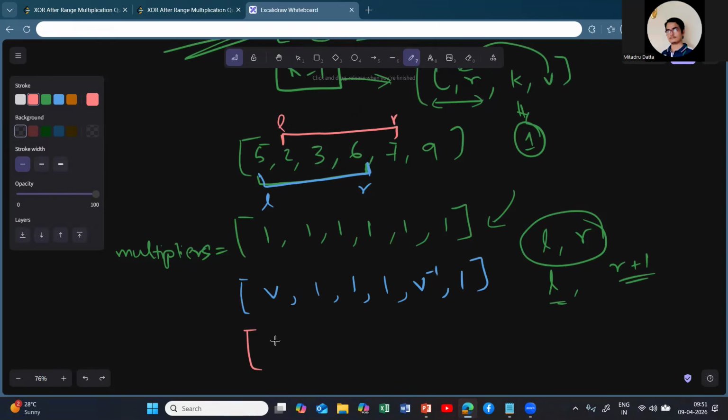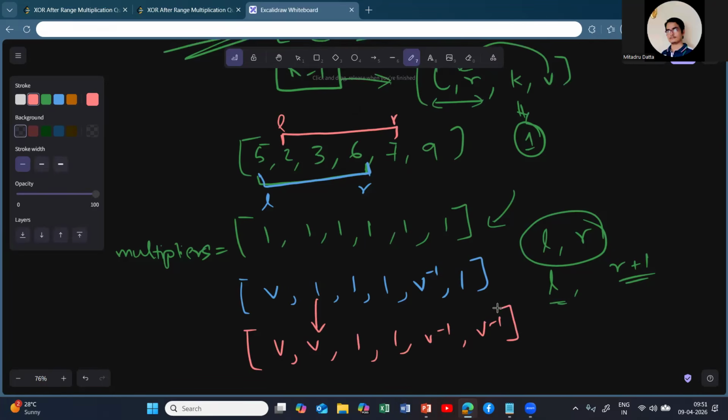So again, we write a V here. Okay, we change this 1 to V since L is in this position. And we have a 1 over here, we have a 1 over here, we have a V inverse. And again, since R is in this position, R plus 1 will be the next position. So we multiply V inverse again.